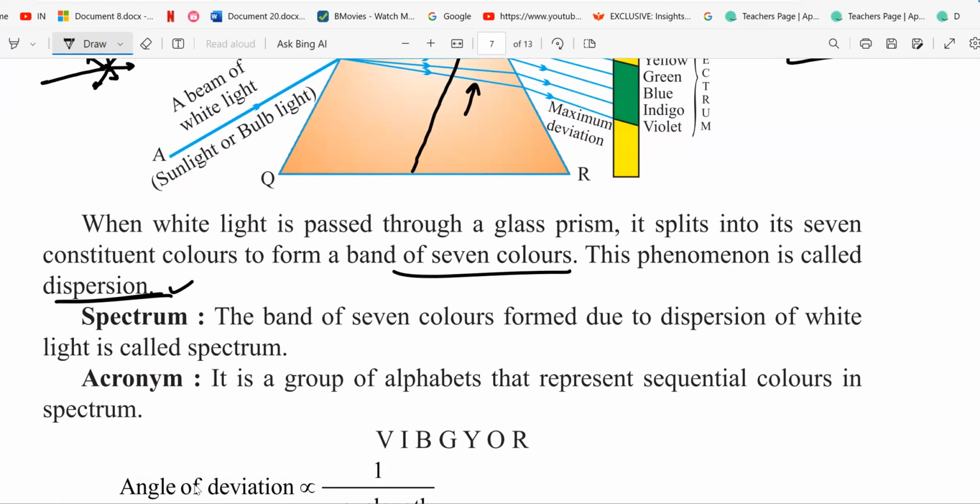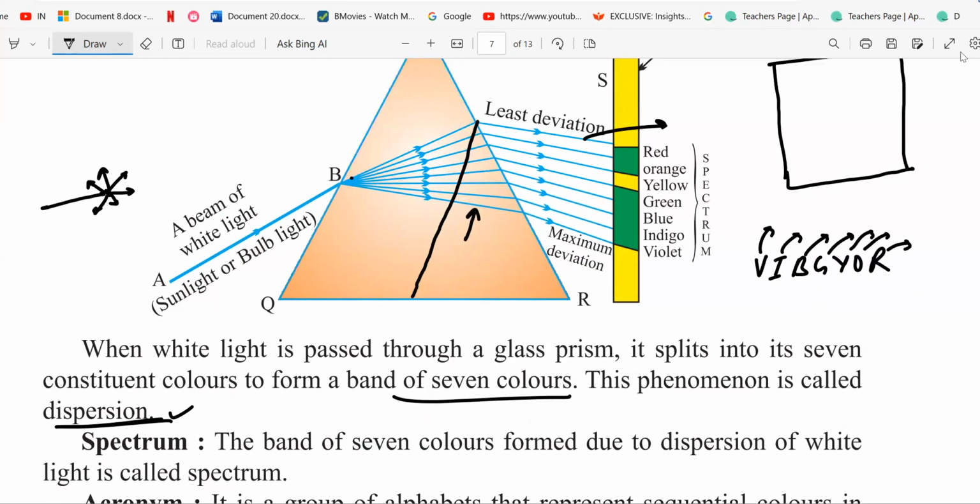And what is a spectrum? The band of these 7 colors is called a spectrum. That is VIBGYOR: violet, indigo, blue, green, yellow, orange, and red. So these are the 7 colors that we have. The highest wavelength is of red color, and the lowest wavelength is of violet color. So violet color deviates more, and red color deviates the least. Got it? Yes, sir.